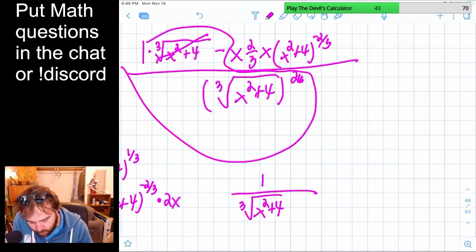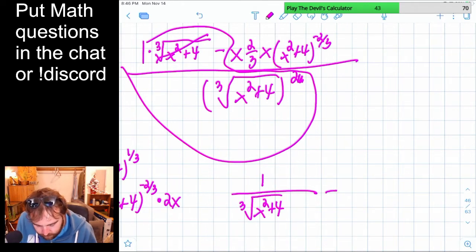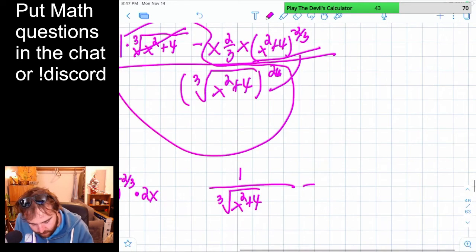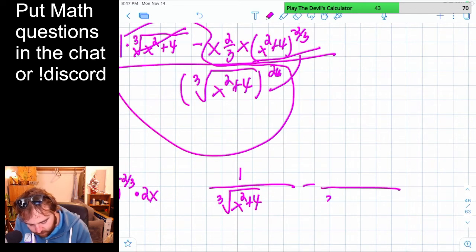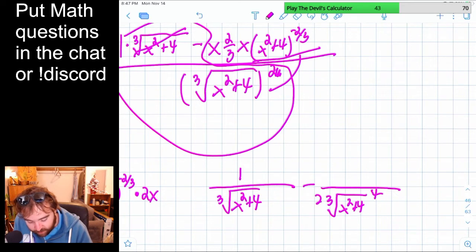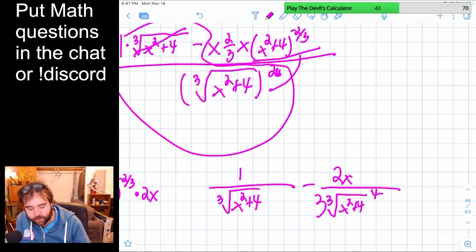And then minus, and see with this, we have this negative thing here. So we can just bring this to the bottom and say that this is actually now the cube root of x squared plus 4 to the 4th. And then we actually can move that 3 down here and have that 2x squared.